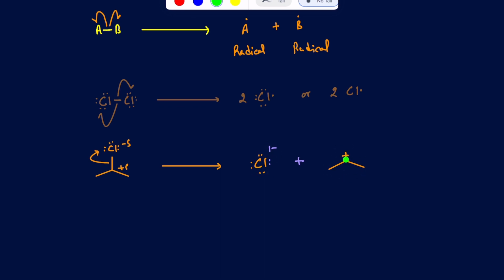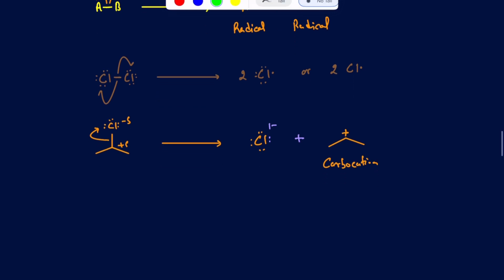And when you have a carbon with a positive charge, you call it a carbocation. And if you have a carbon with a negative charge, you will call it a carbanion. And what you want to notice here is that the net charge on this reactant was zero, and the net charge on the product is still zero, even though you have chloride with a -1 charge and carbon with a positive charge. But at the end of the day, when you put it all together, the net charge on the product side is still zero.